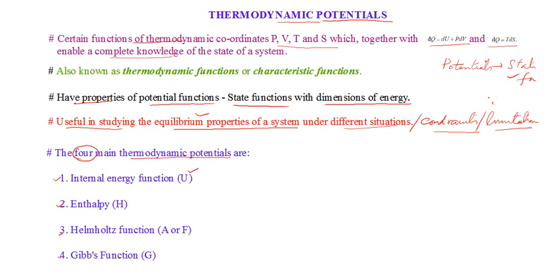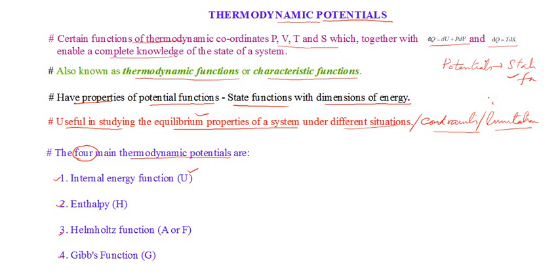Okay, so to summarize what I have described so far, we are going to familiarize ourselves with some new set of physical quantities or new set of thermodynamical variables or functions, which are mathematical functions of the already defined coordinates like pressure, volume, temperature and entropy. And what is their use? These quantities will be useful in studying the equilibrium properties of a thermodynamic system under various situations. And these functions are also known as thermodynamic functions, or also known as characteristic functions. We will understand why they are known as characteristic functions from the discussion that is going to follow.